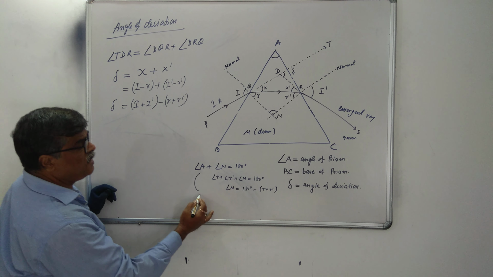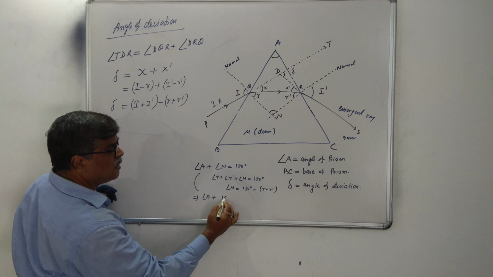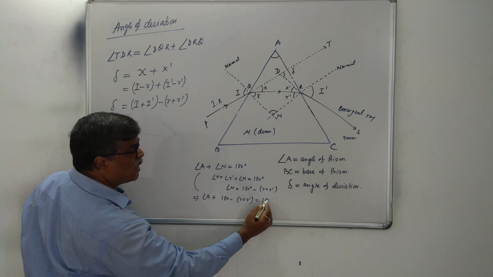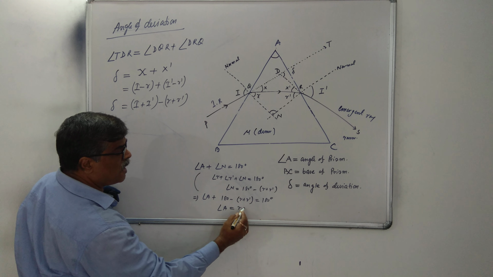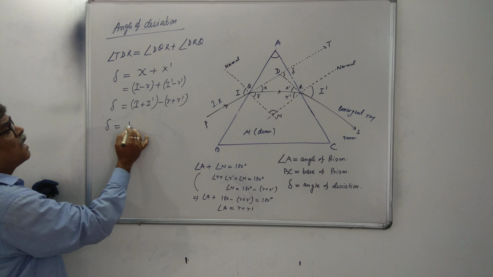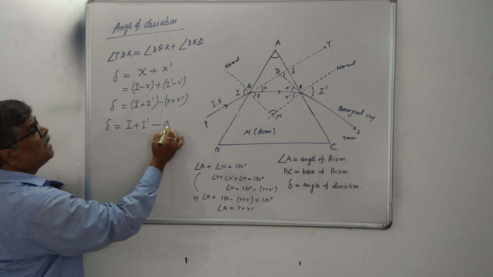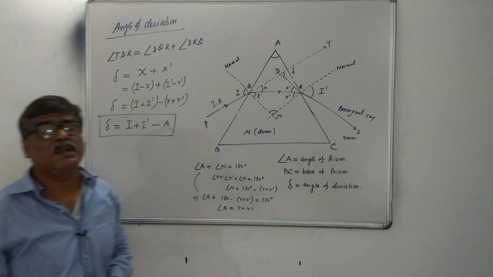And put this value in here. Angle A plus angle N, that is 180 degrees minus (r plus r dash), is equal to 180 degrees. And this is cancelled. So angle A is equal to r plus r dash. You put it here: i plus i dash minus A. And this is the expression of angle of deviation.